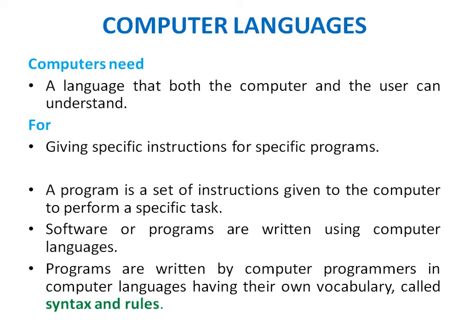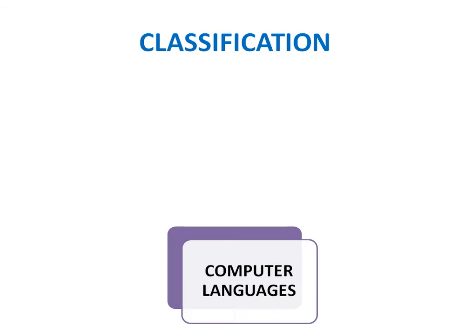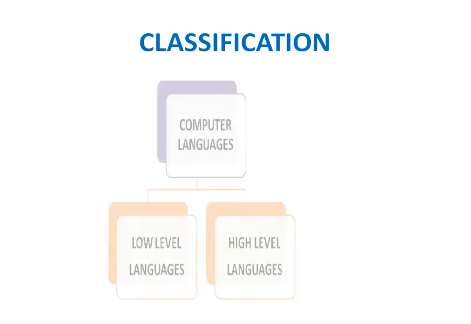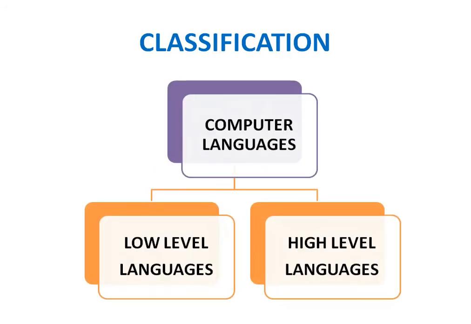Just as each language in our country is different, similarly, each computer programming language is different and has its own vocabulary called syntax and rules. Let's learn more about computer languages and the various types of software. So, first is classification of computer languages. Computer languages can be broadly classified into two categories: low-level languages and high-level languages.